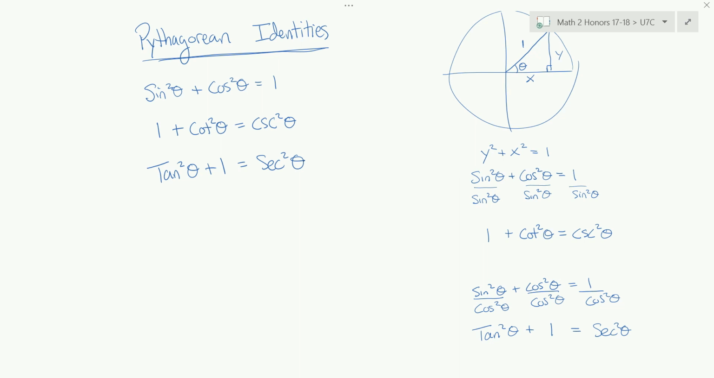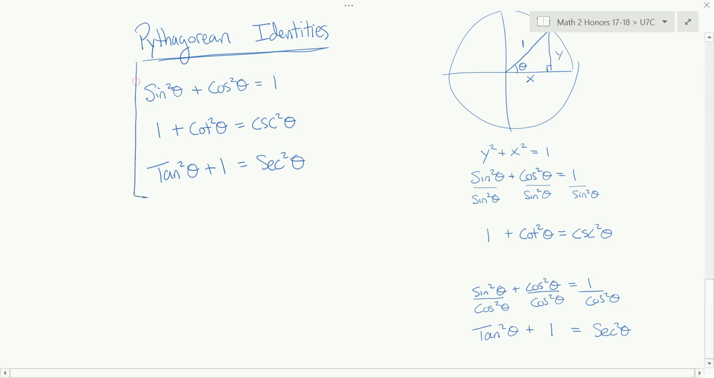remember cotangent goes with cosecant because when you put them in terms of sine and cosine, they both have the same denominator. Cotangent is cosine over sine, sine's the denominator. Cosecant, sine's the denominator, right? Same idea with tangent and secant. If you change those in terms of sine and cosine, both of them have cosine as the same denominator. That may help you remember what goes with what, may not, but you want to know these Pythagorean identities.